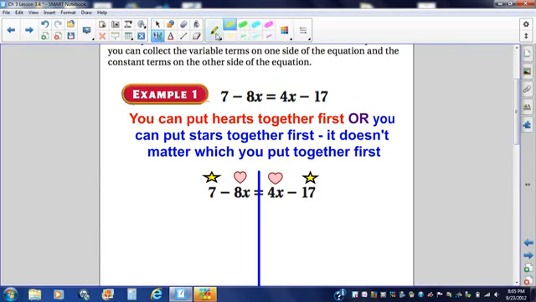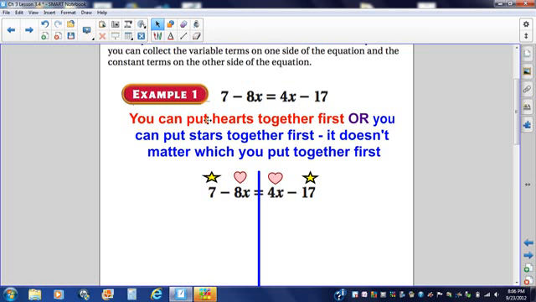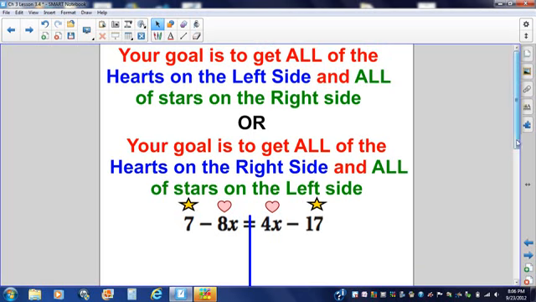If you would, please take a moment to write down the equation 7 minus 8x equals 4x minus 17. Please write that equation in your spiral. Remember, your choice. You can put the hearts together first, or you can put the stars together first. It doesn't matter. Alrighty, so here's our equation. Remember, your goal is to get all of the hearts on the left and all of the stars on the right. Or you can say you want to get all the hearts on the right side and the stars on the left side. Your choice.